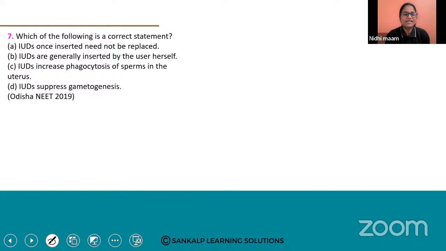This was asked in NEET 2019 Odisha and also in the model papers of CET as well as in your exemplar books. Which of the following is a correct statement regarding IUDs? IUDs once inserted need not be replaced. IUDs are generally inserted by the user herself. IUDs increase phagocytosis of sperms in the uterus. IUDs suppress gametogenesis. What is the correct statement regarding IUDs?